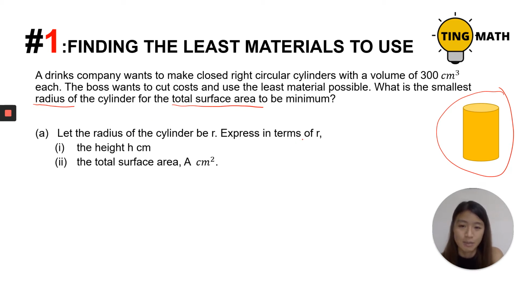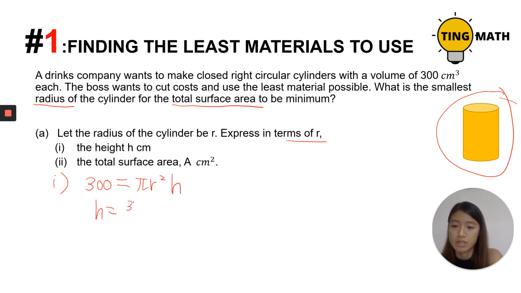So let's first express a few things in terms of r. Let's begin with the height h cm. To express this, we use what we know. The volume of the cylinder is 300. The volume of a cylinder equals pi r squared multiplied by height. So our height will be equal to 300 divided by pi r squared. Just divide both sides by pi r squared. Now we have our first expression, the height.